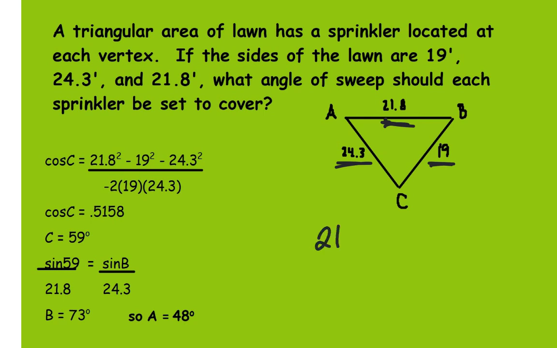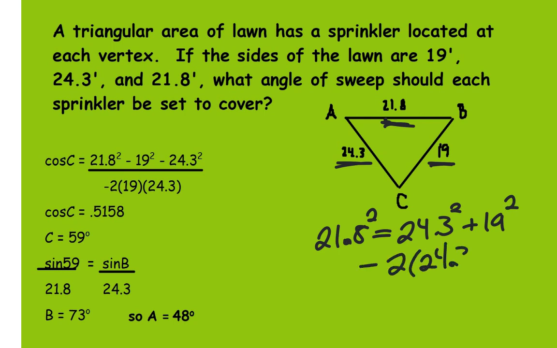So it's 21.8 squared equals 24.3 squared plus 19 squared minus 2 times 24.3 times 19 cosine of C. It doesn't matter which one you started with, I picked the cosine of C. So be careful. All of this right here is multiplied by the cosine of C.